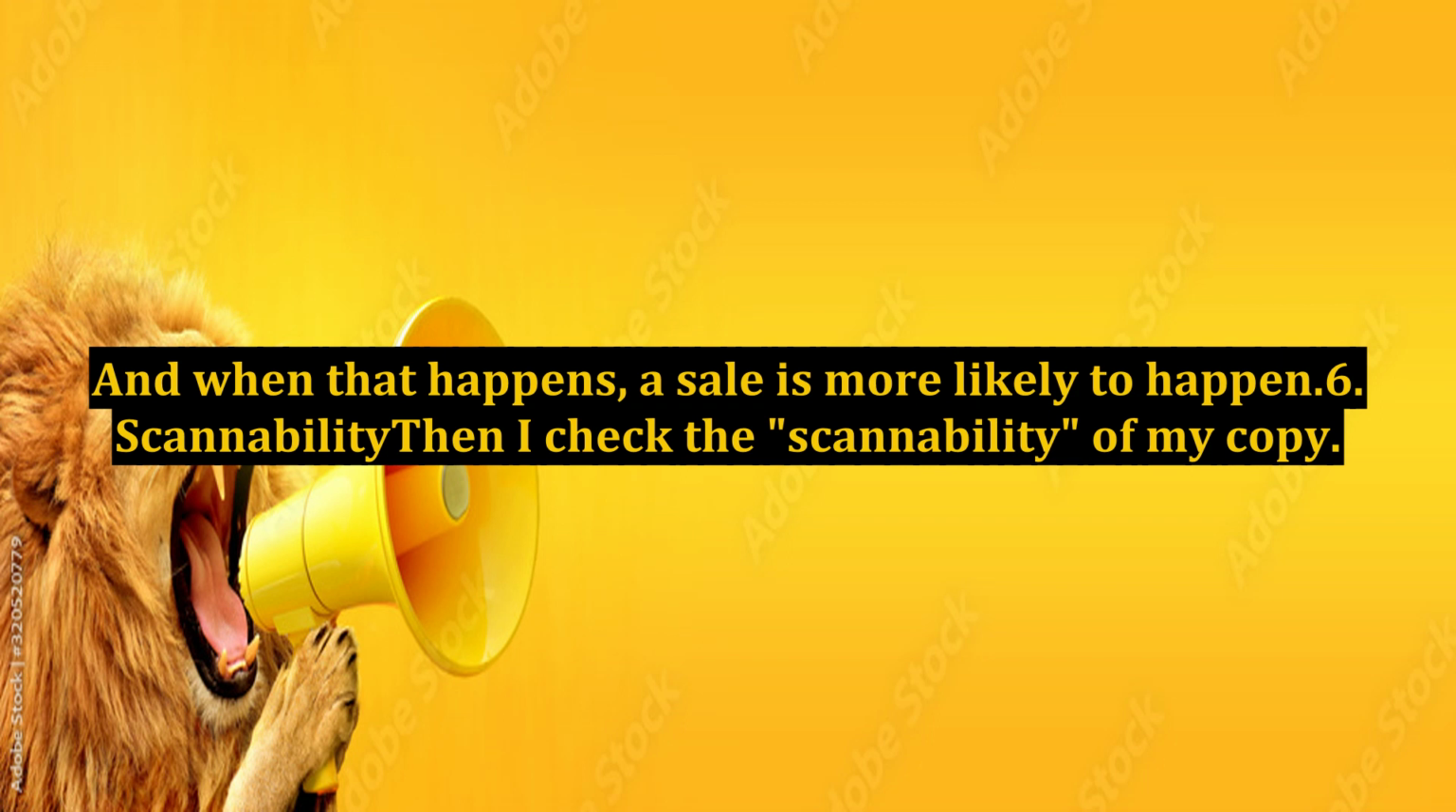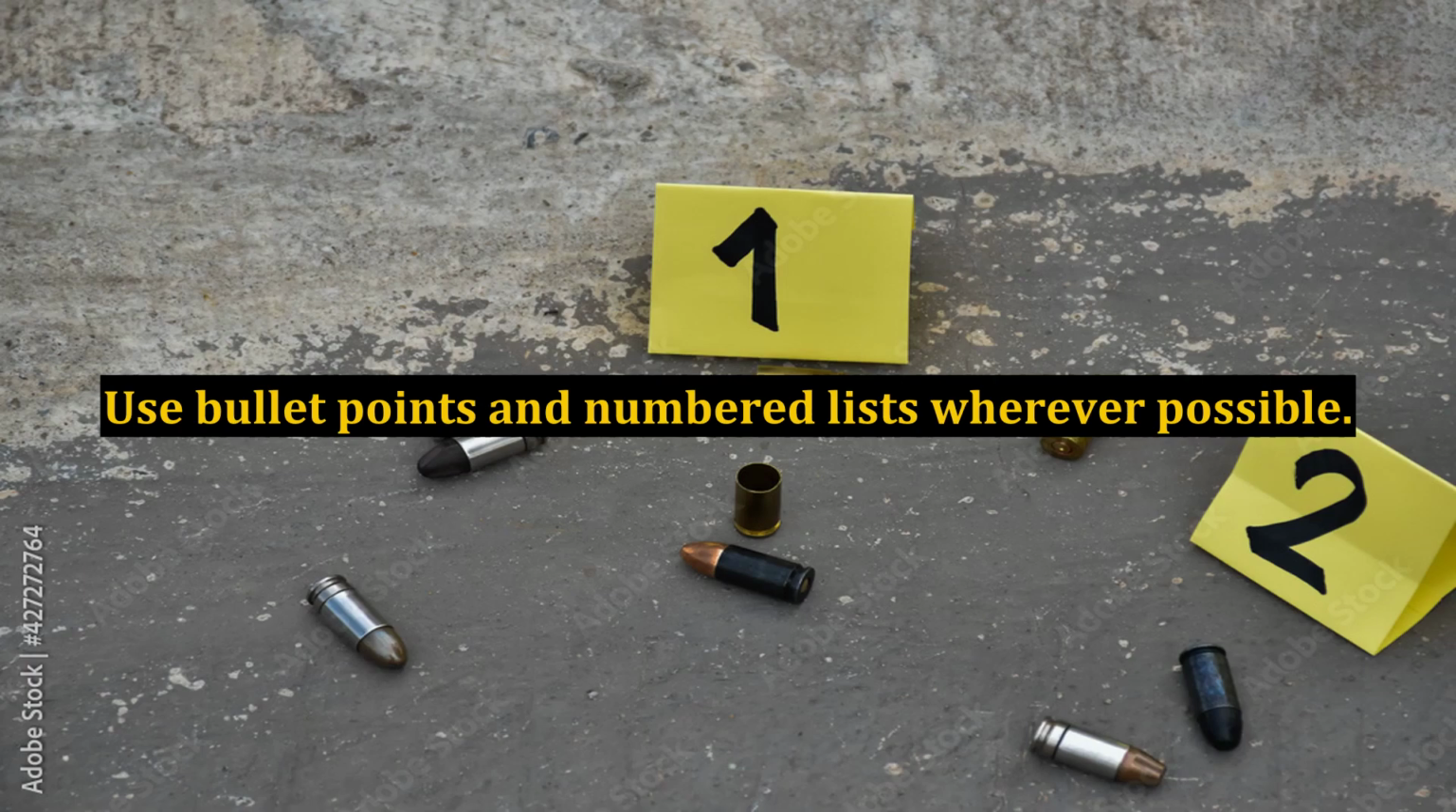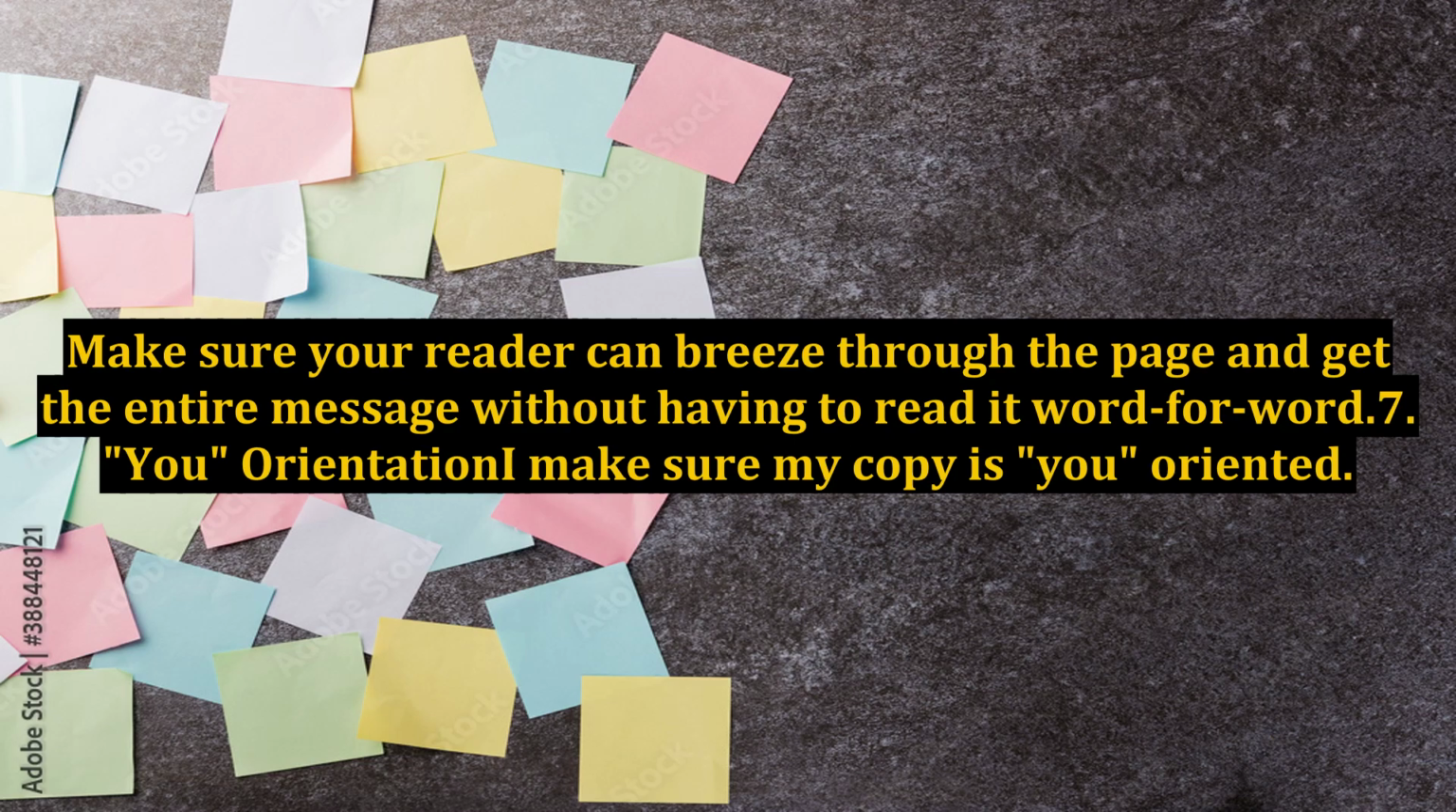Point 6. Scannability. Then I check the scannability of my copy. You'll want to use subheadings throughout your page, also great for SEO purposes. Break up your paragraphs into no more than 4 sentences. Use bullet points and numbered lists wherever possible. Make sure your reader can breeze through the page and get the entire message without having to read it word for word. Point 7. You orientation.